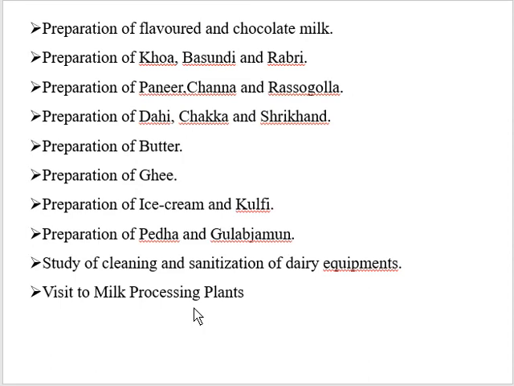These are the products under the category of heat and acid coagulated milk products. Then preparation of dahi, chakka and srikhand. These products are under the category of fermented milk products. Then preparation of butter and ghee, under the category of fat-rich milk products. Then preparation of ice cream and kulfi, under frozen milk products. Then preparation of peda and gulab jamun, also under heat desiccated milk products.